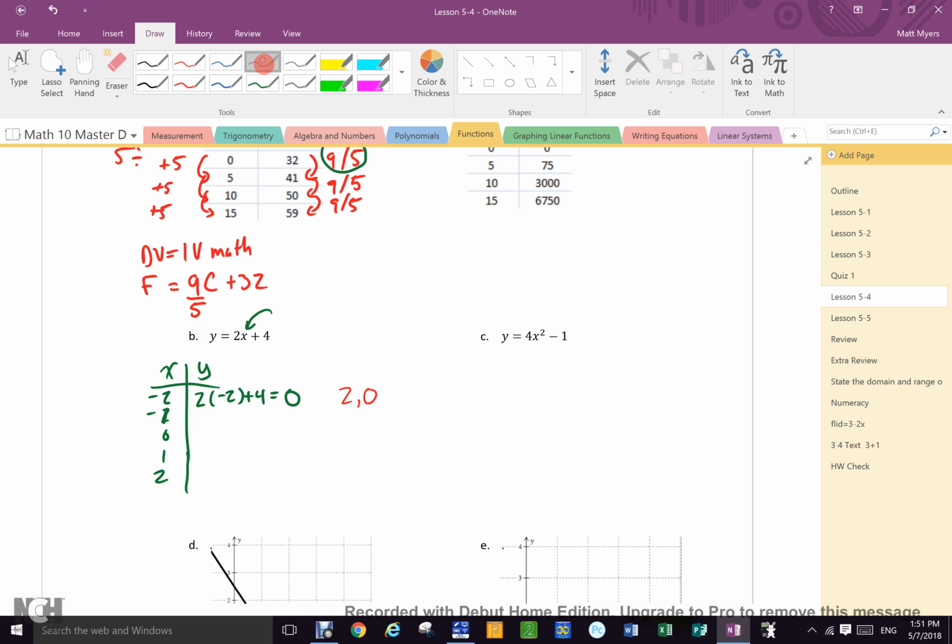It's now 2 times negative 1 plus 4, which is 2. So what would the point be? Negative 1, 2. What would the next one be? 4. Because we're working this out in our heads now, right?